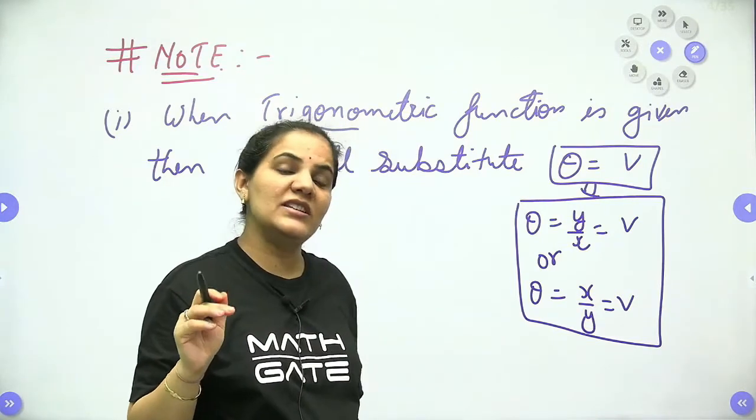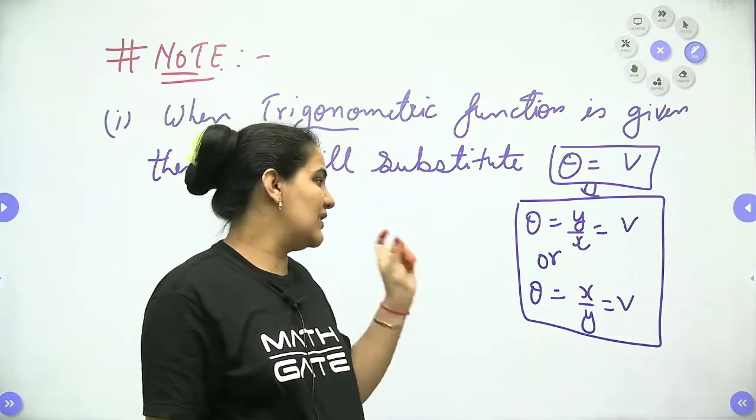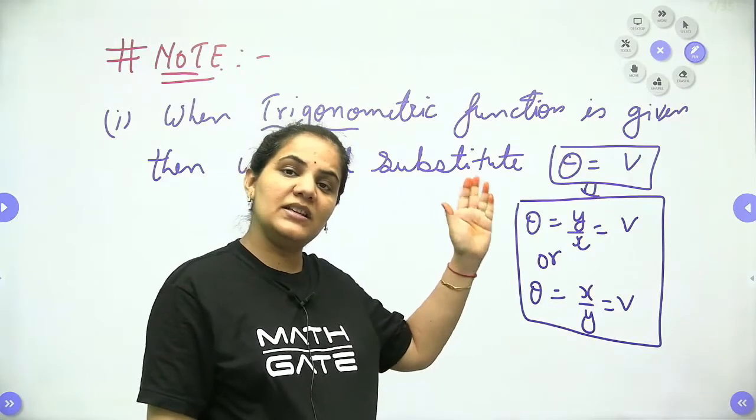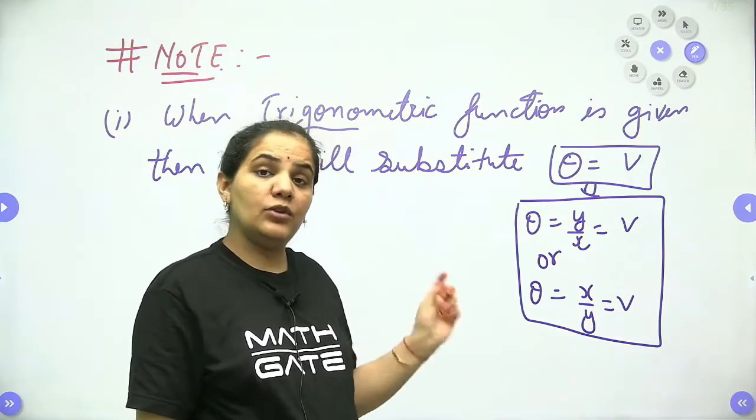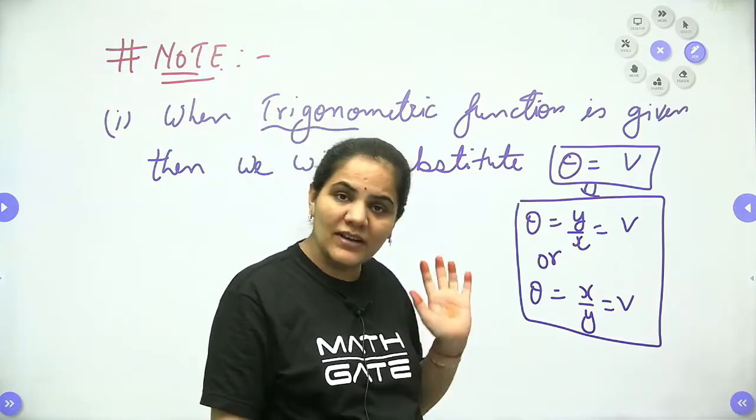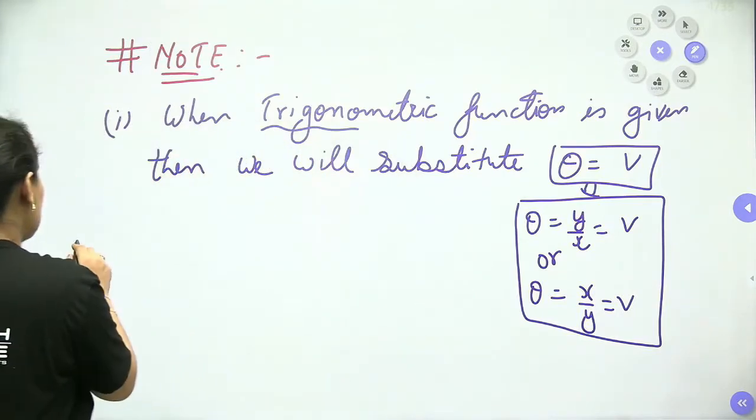So for the trigonometric function, theta equals to v, you have to put directly. Now what is theta? As I already told you, if your theta is y by x, then you will put y by x as v. If your theta is x by y, then you will put x by y as v. Okay, so this is the first form.